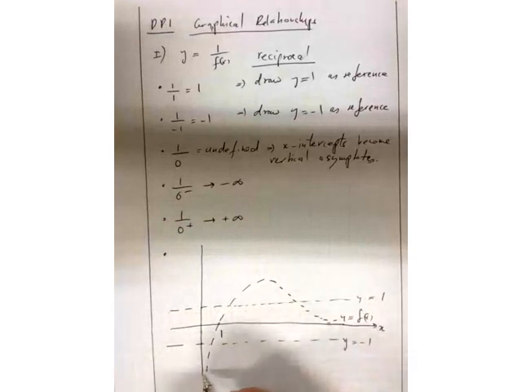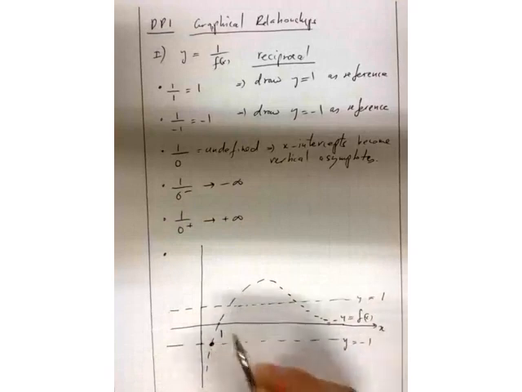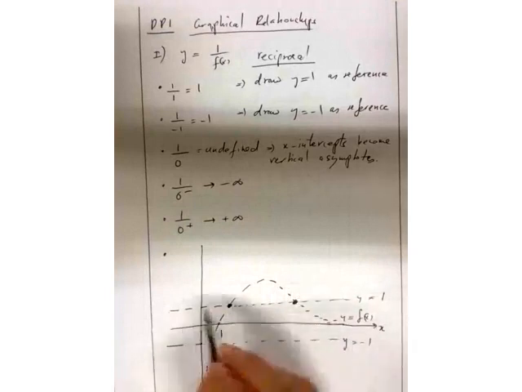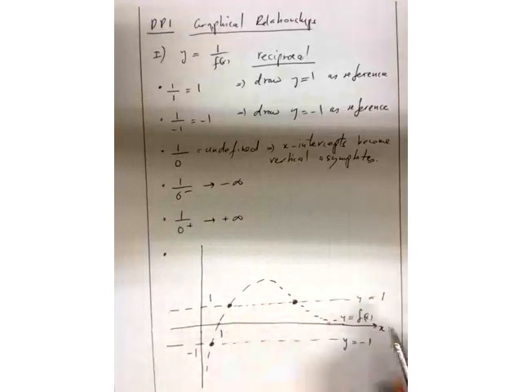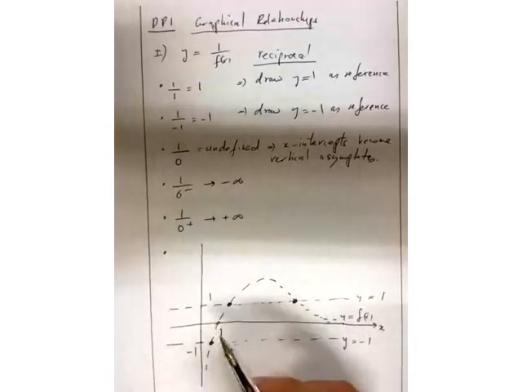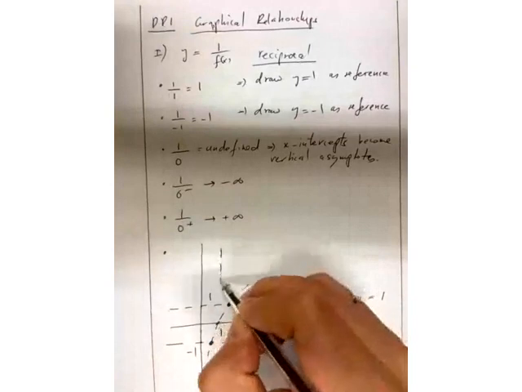Why? Because 1 over minus 1 is minus 1, and 1 over 1 is 1. You're looking at the y value of f, not the x value, when you do this 1 over 1, 1 over minus 1 business. 1 over 0 is undefined, so you're looking for the asymptote, so looking for the x-intercept. That x-intercept becomes a vertical asymptote.